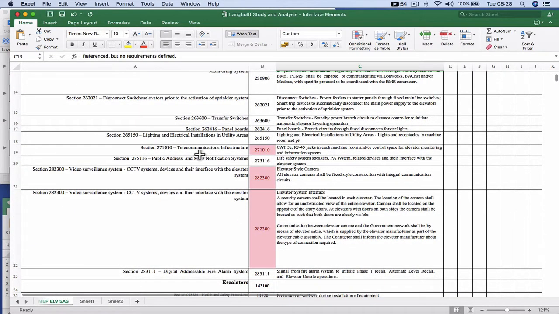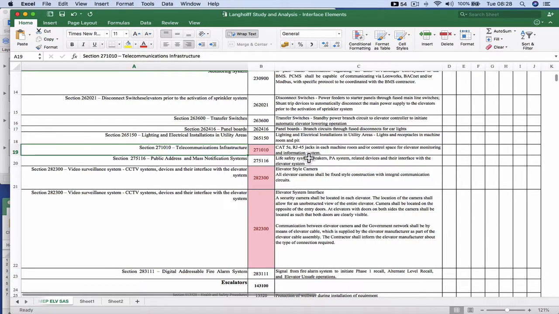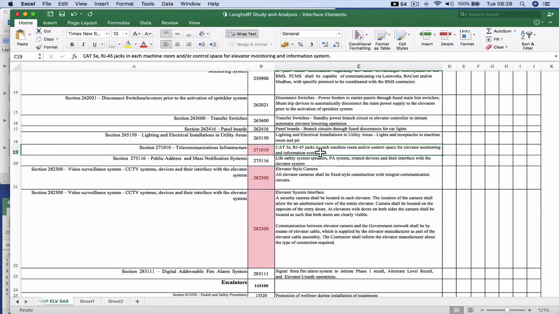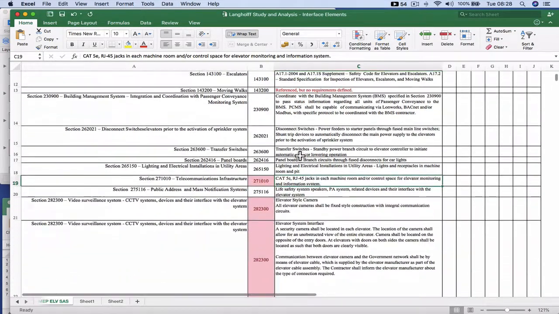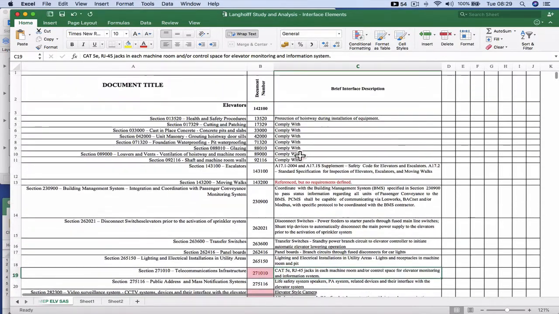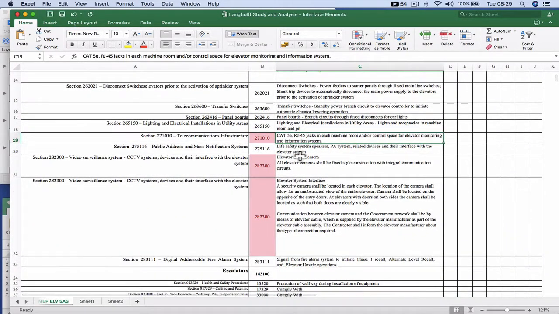And again, we've got an interface to 27100, which is your telecommunications infrastructure. So in here it's telling you you've got Cat5 RJ45s for elevator monitoring. Well, that's fine. You've got an interface, but you don't really know where in your elevator shaft or in the elevator itself, whether it's at the bottom of the shaft, top of the shaft, you don't know where you're going to put that jack. So that gets color coded. Need to know where to put the puppy so you can get your Cat5. This is an old spec because it's from Kuala Lumpur. But anyway, you get the point.